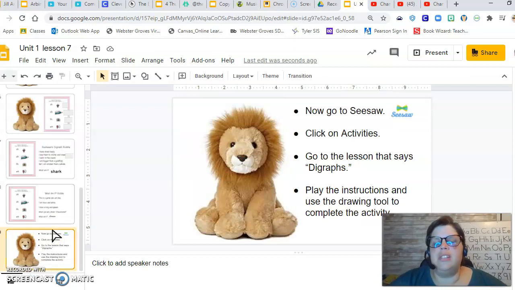All right, here's what you're going to do next. When you're finished with this video, you're going to go to Seesaw. Log into your Seesaw account and click on Activities. There's a lesson there today that says Digraphs. It's a very easy activity, but just something for you to practice. There's a little triangle button there that allows you to play the instructions, and you're going to use the drawing tool to complete the activity. And when you're all finished, you're going to hit the green check mark to send it in to your teacher. All right. Happy learning.